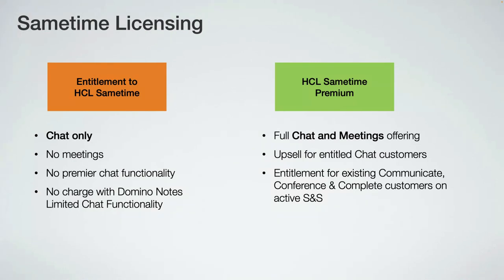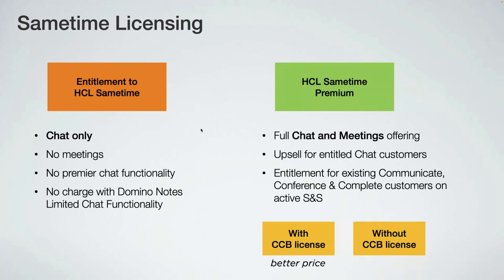You do not buy licenses for external people. You buy licenses only for employees and contractors. For guests, for external people, either anonymous or authenticated, if they join your meeting, you do not need to buy a license for them. And if you are buying Sametime Premium licenses for your employees, so for example, you have 500 employees and you want to buy Sametime Premium, you have two options, basically, and they differ in price. So the features are the same, the price is different.